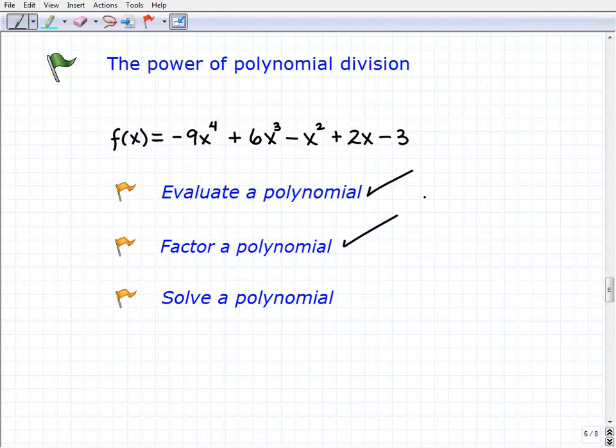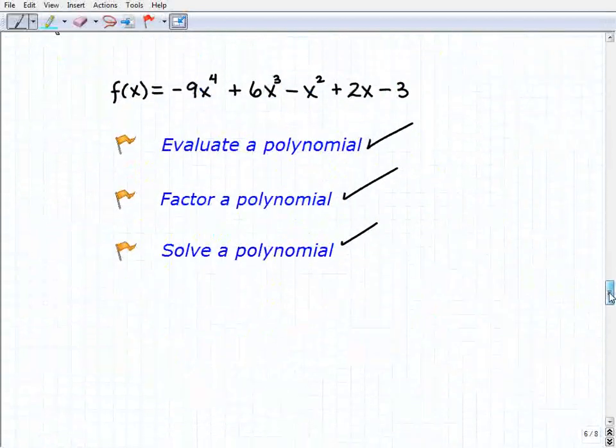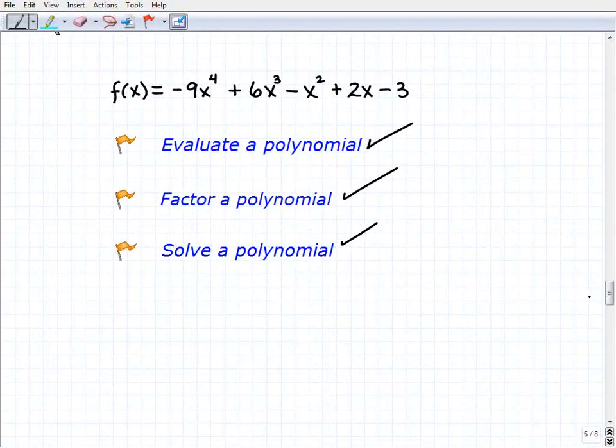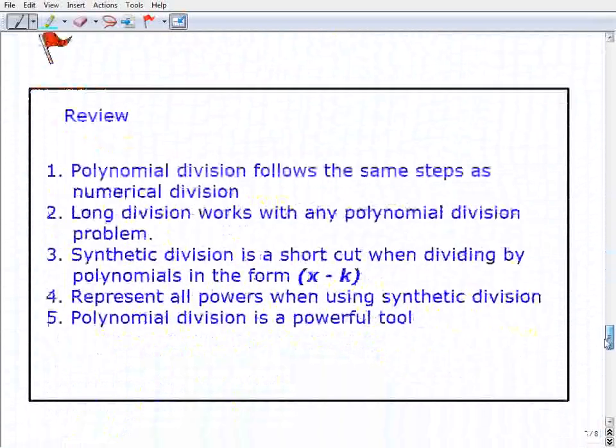Also, polynomial division is going to help us factor these types of polynomials. And I think its most powerful application is to help us find the roots, the zeros, and solve a polynomial equation. So many applications, and there's just no getting around it. You have to master this. So watch the lesson again and make sure you do those example problems. Let's wrap this up.